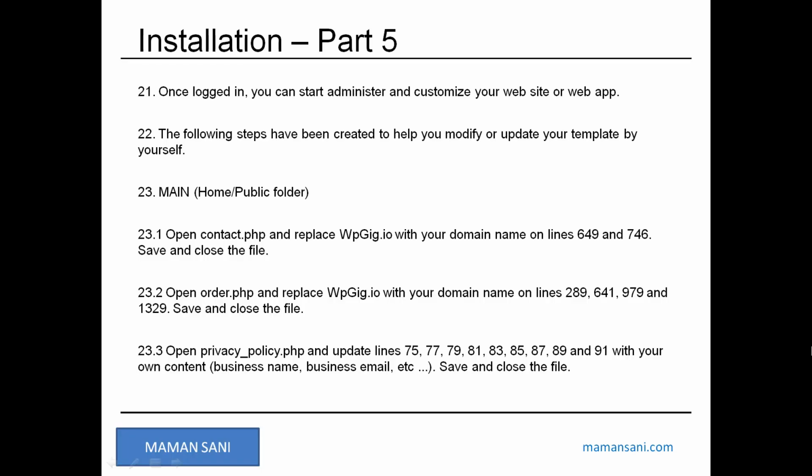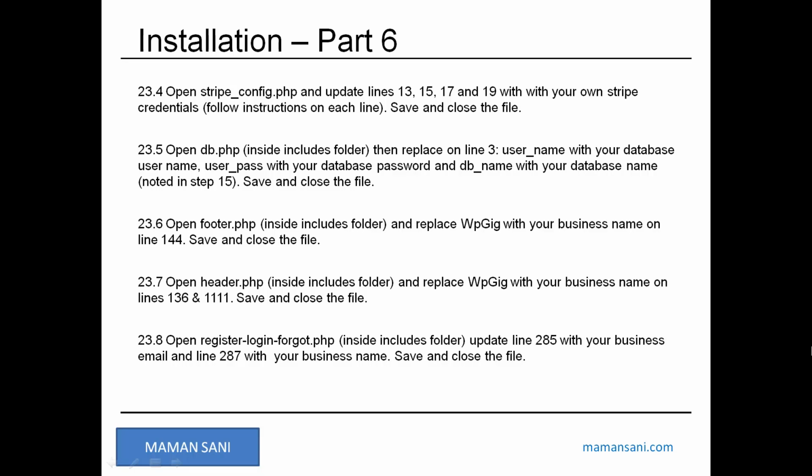Open privacy_policy.php and update lines 75, 77, 79, 81, 83, 85, 87, and 89 with your own content, business name, business email, etc. Save and close the file. Open stripe.config.php and update lines 13, 15, 17, and 19 with your own Stripe credentials. Close the file. Open db.php inside includes folder, then replace on line 3 username with your database username, user pass with your database password, and db name with your database name, noted in step 15. Save and close the file.